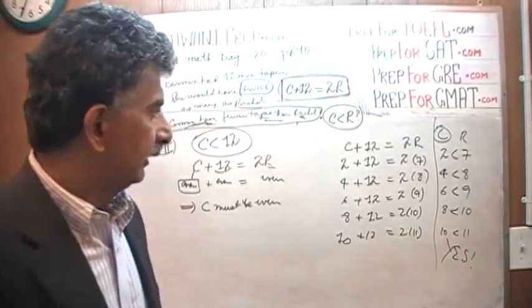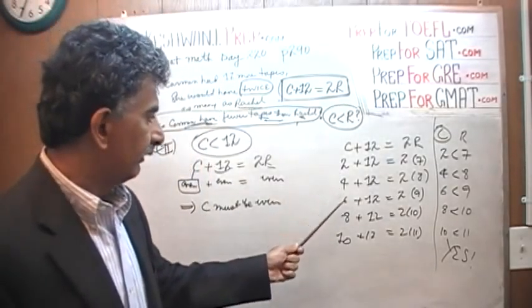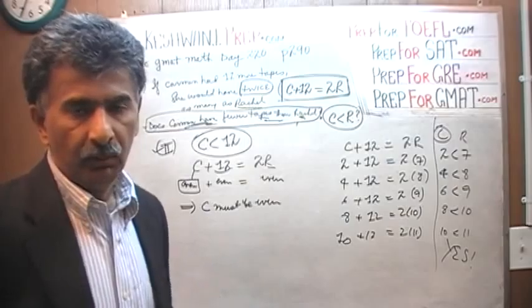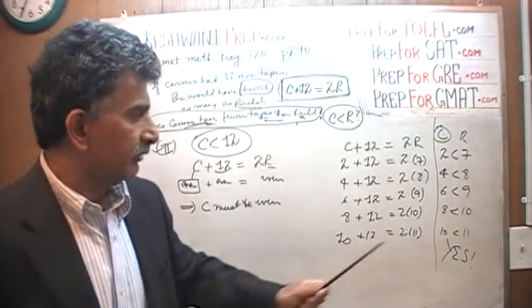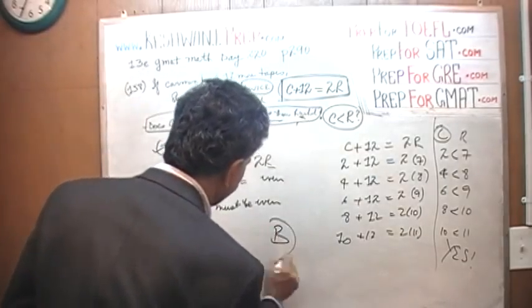As we can clearly see, it doesn't matter how many tapes Carmen has. Carmen can only have 2, 4, 6, 8 or 10 tapes, and in all the cases she has fewer tapes than Rachel. The second statement does the job. The answer is B.